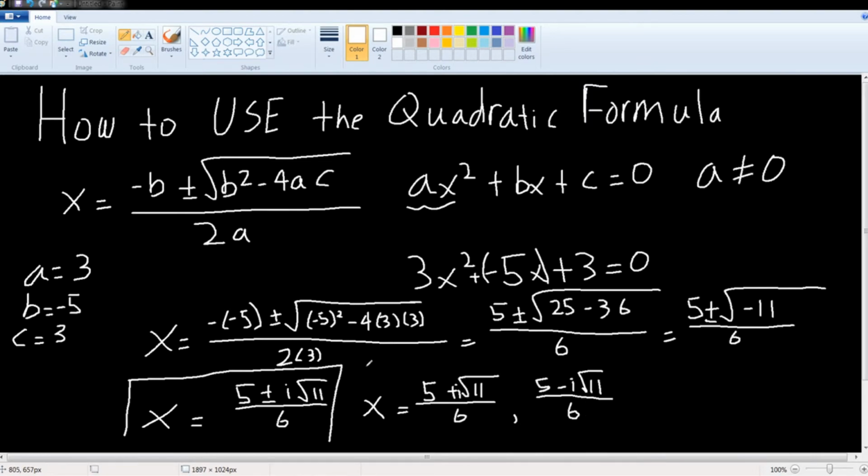Now, these two ways of writing the answer are exactly the same. Don't be scared. Don't be terrified, because the plus or minus simply means 5 plus i radical 11 or 5 minus i radical 11, either or, and you'll have to write out both since there are two answers.